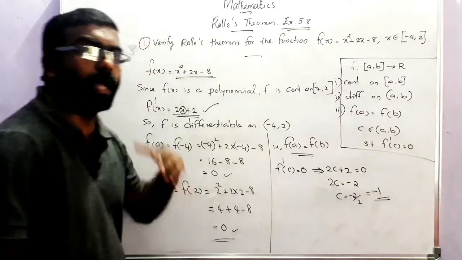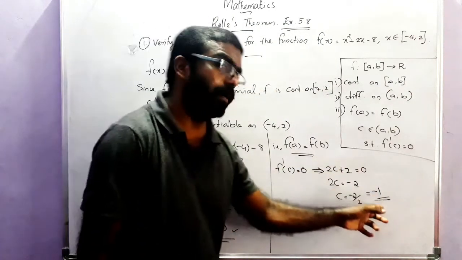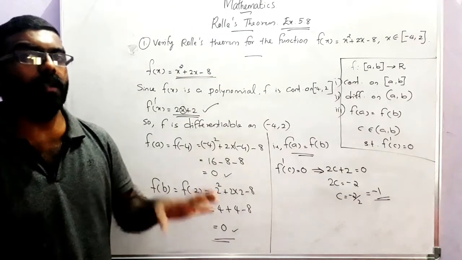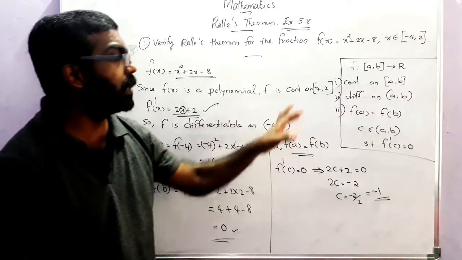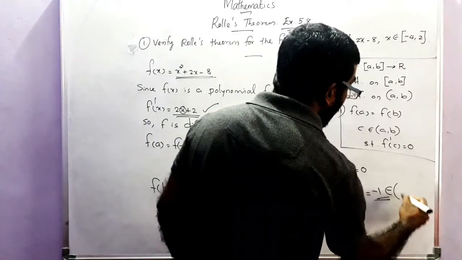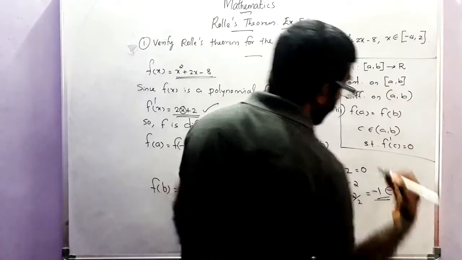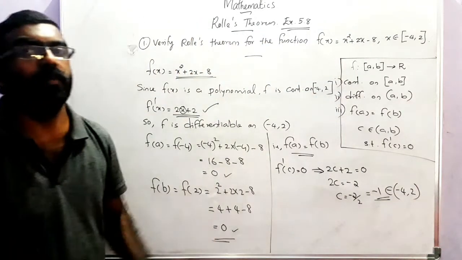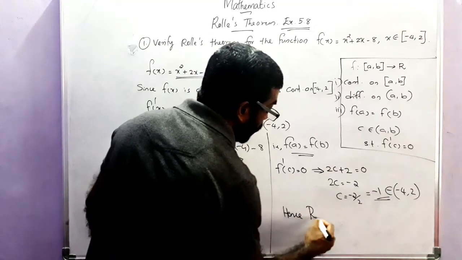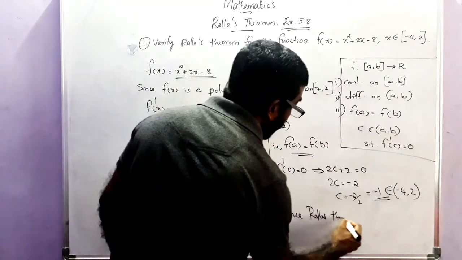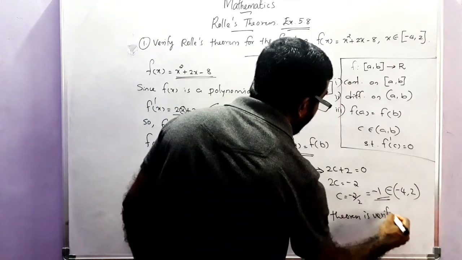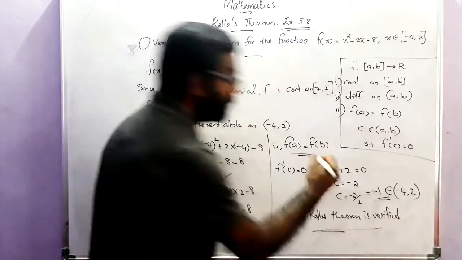Clear? Now we have to check whether this number, minus 1, belongs to the given open interval. The given interval is minus 4 comma 2. So clearly it belongs to the open interval minus 4 comma 2. Hence Rolle's theorem is verified. Understood?